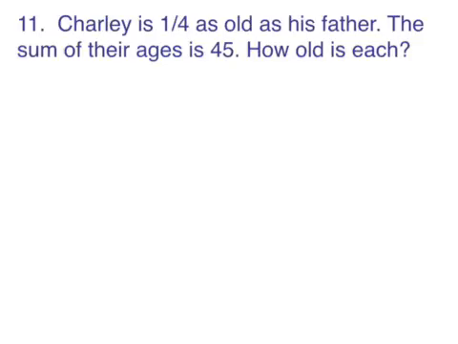Okay, number 11 is a little bit different than some of the other ones in this section in that there's 2 sentences and we get 2 different things from each sentence. Okay, so let's look at this. Let's look for keywords. Charlie is a fourth as old as his father, and the sum of their ages is 45. Okay, so some keywords that I see.